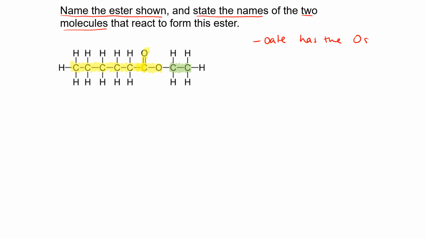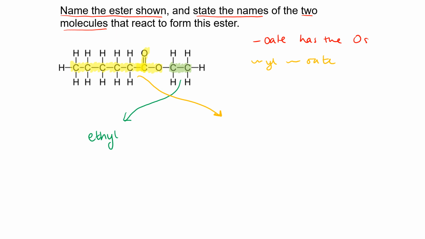So if we look at the alcohol first, because that does come first in the name, and then afterwards we have to put the carboxylic acid, because it will be something -yl, something O8. That's what esters are. So it will be something -yl, something O8. In green, we've got 2 carbons. So that will be eth, and that will be ethyl. That's the green section there.